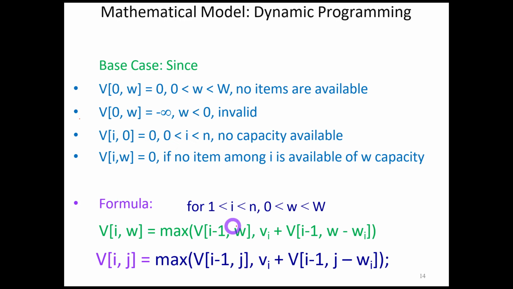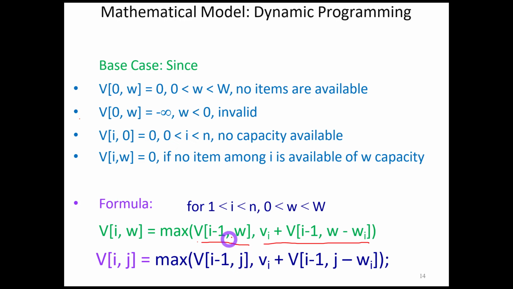Okay, so this is my formula. We will be using this formula. Basically, what we will be doing is choosing among one of two values. So we will be choosing the maximum of either this one or this one. You can very clearly see that this is i minus 1. That means the previous value.